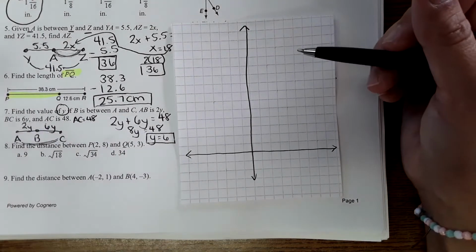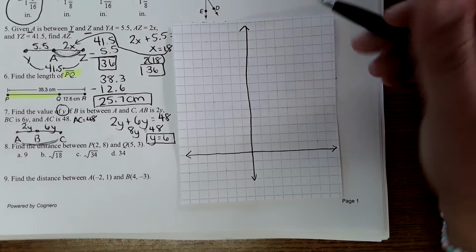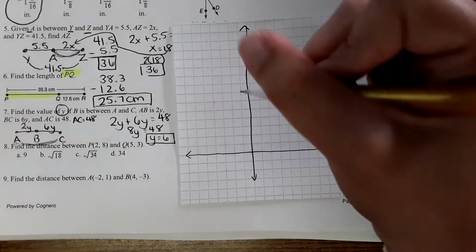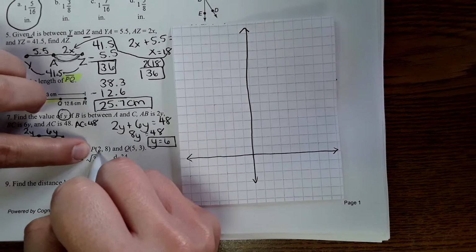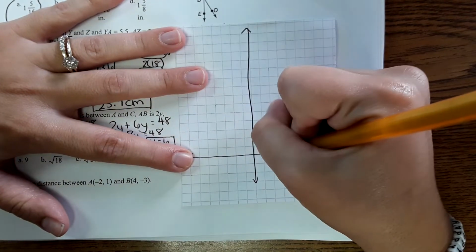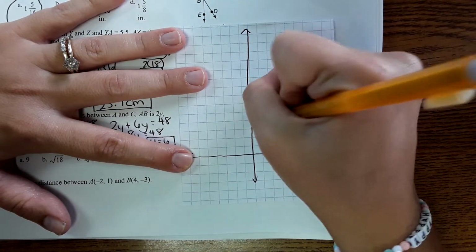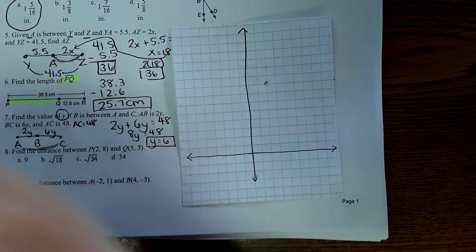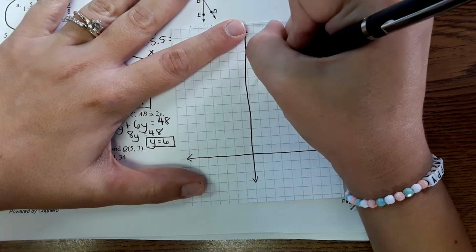Okay, we're going to use the same graph for both of these problems, so we don't have to draw it twice. But whether you're working on the FSA or the quarterly assessment, just draw yourself a coordinate plane because you'll use it for a lot of problems. Find the distance between point P, which is at 2, 8. So over 2, up 1, 2, 3, 4, 5, 6, 7, 8. This is point P.